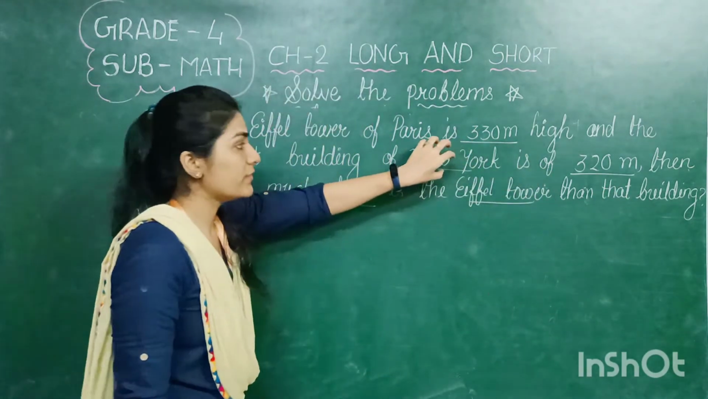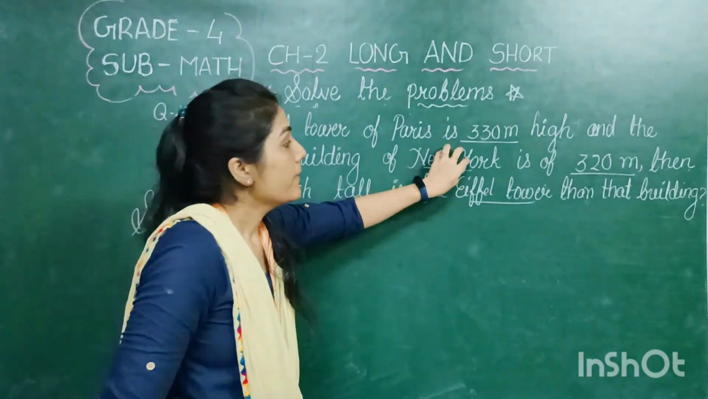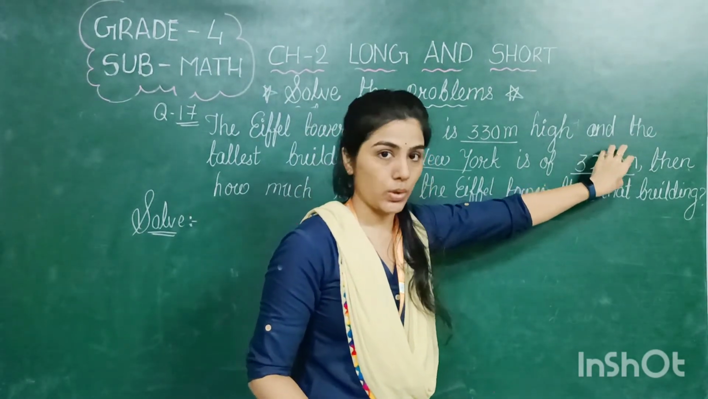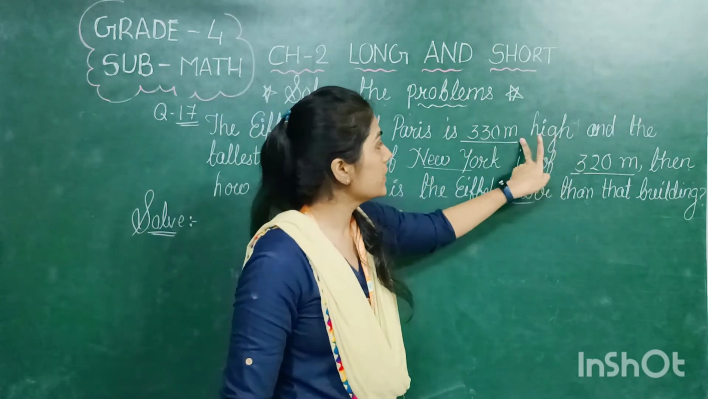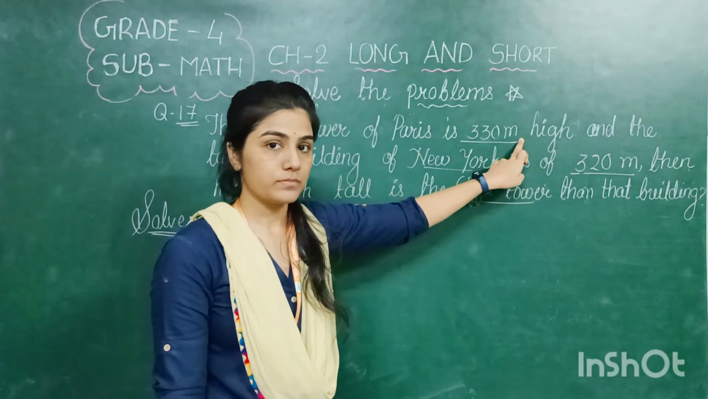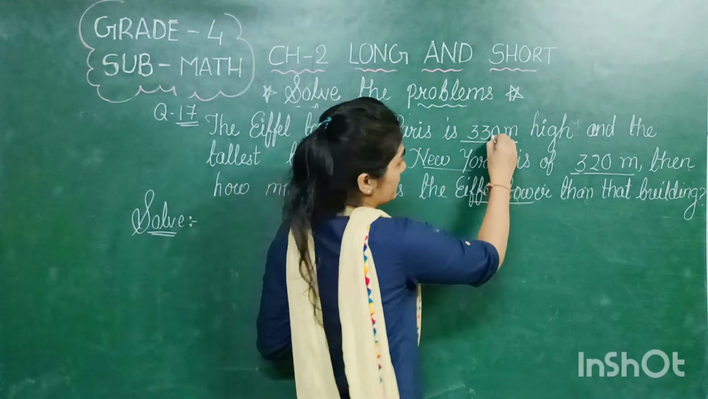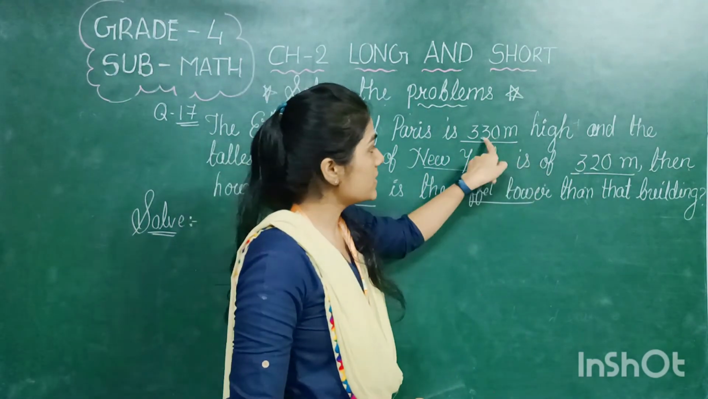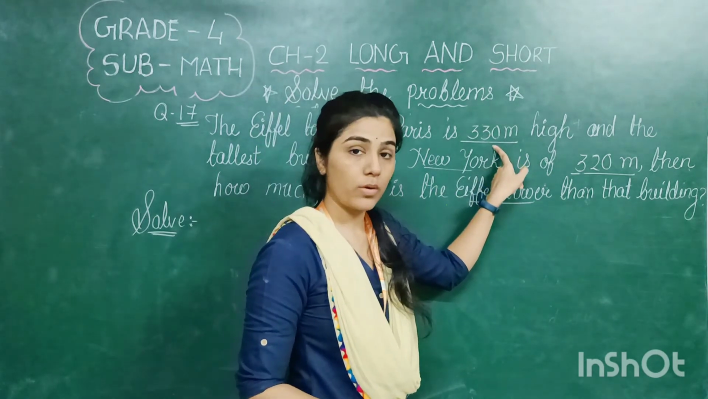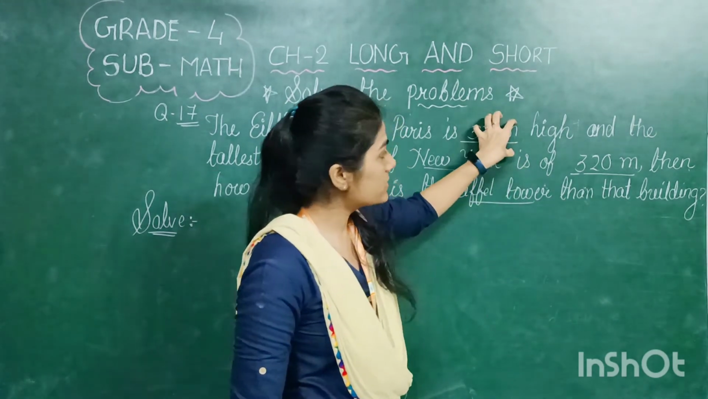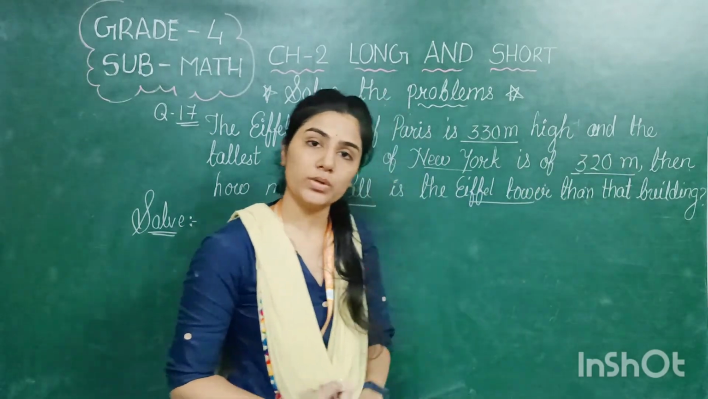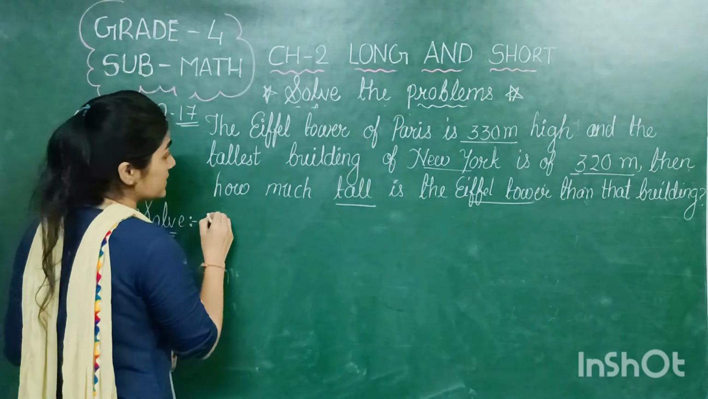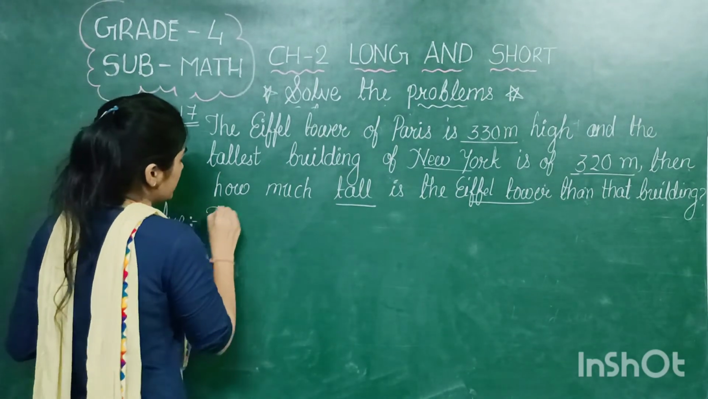So this building of New York, that name we don't have, but measurement we are having, which is of 320 meter tall. So from both of this number, which number is big? We can able to find the difference that this is 330. This is 320 meter. So from this 330 is high or else big. So from this we can subtract this. Subtraction only we need to perform because we need to find the difference. So we can write this sentence like this way.